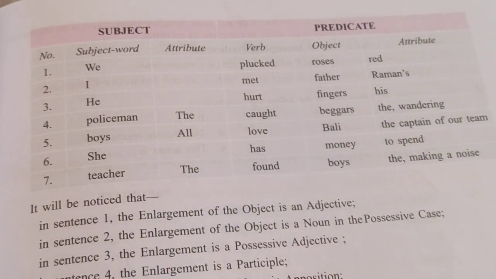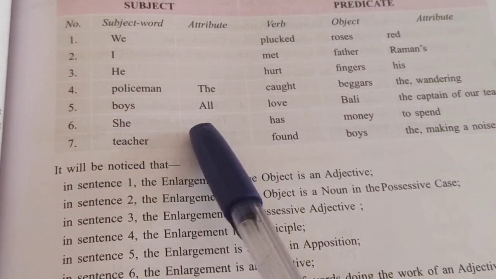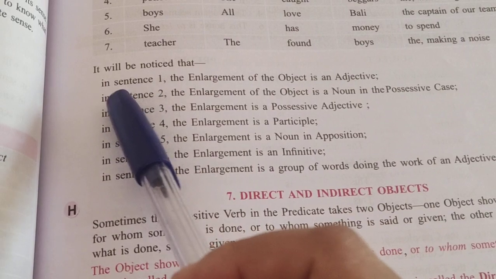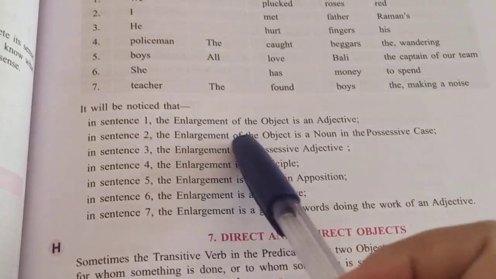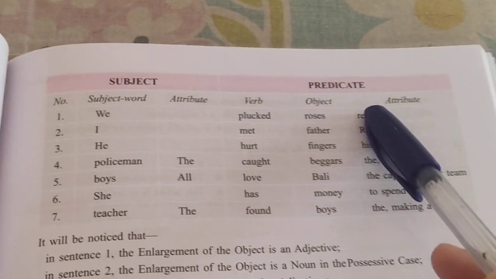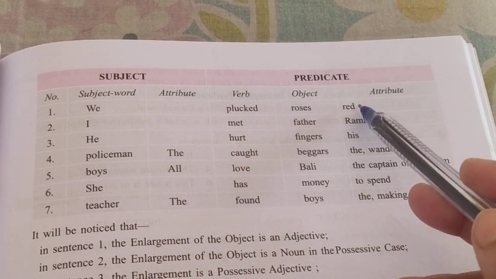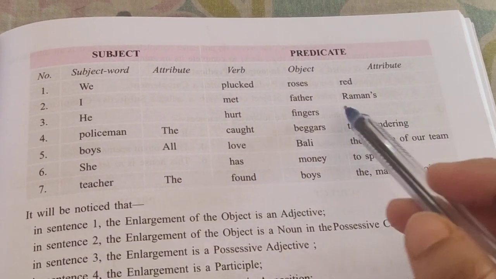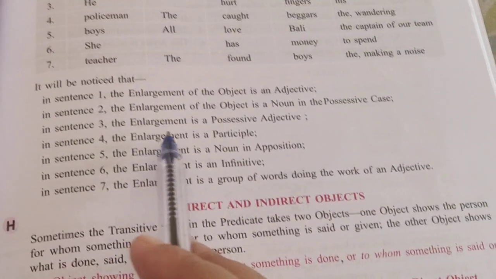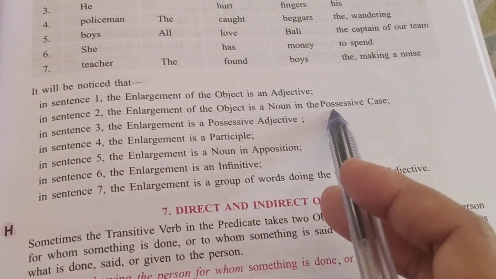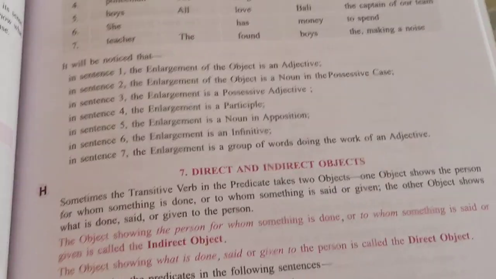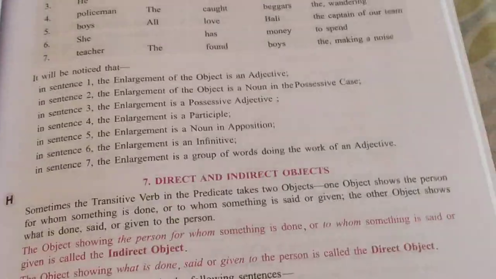Similarly we'll get more examples, and it will be noticed that the enlargement of the object is an adjective. See, in the first sentence the enlargement of the object is 'red', which is an adjective. Next, Raman's: you can understand the enlargement of the object is a noun in the possessive case, right? All these examples you can see in your grammar book.